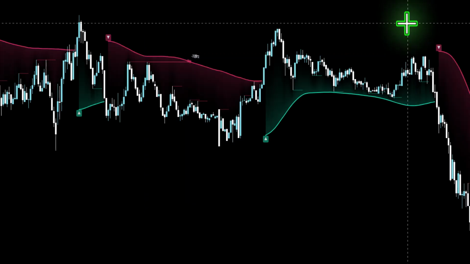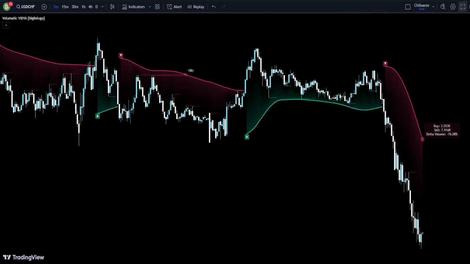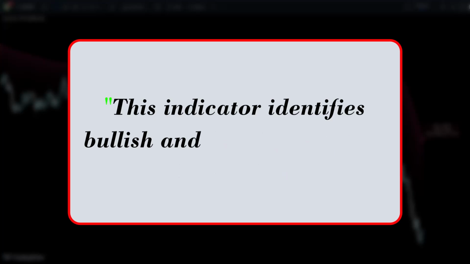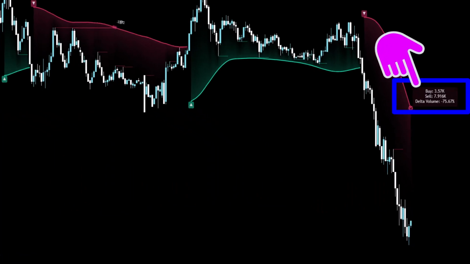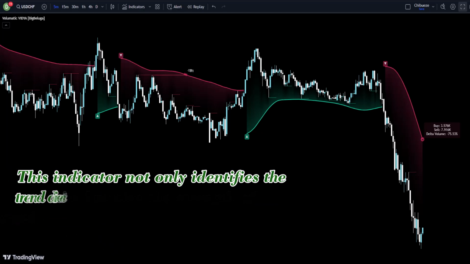The VIDIA indicator is a trend indicator, one of the best I have ever discovered, and I will actually create a video in the future to talk about what exactly this indicator is. But here is a simple explanation. This indicator identifies bullish and bearish trends in the market, but what makes this indicator even better is that it gives you the volume data at each point within a trend, helping you to know when to trade and when not to trade. So this indicator not only identifies the trend direction, but also the strength of the trend.